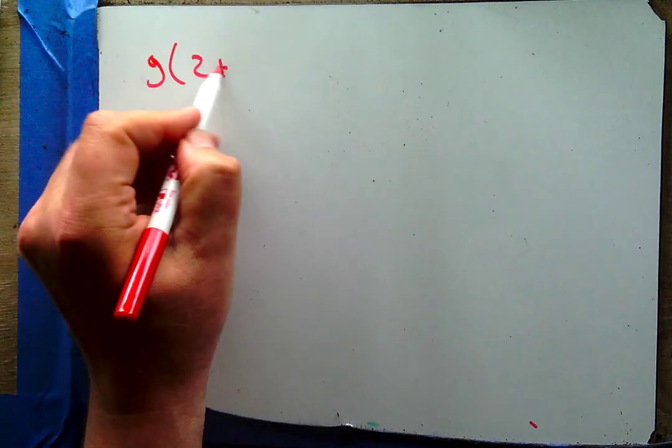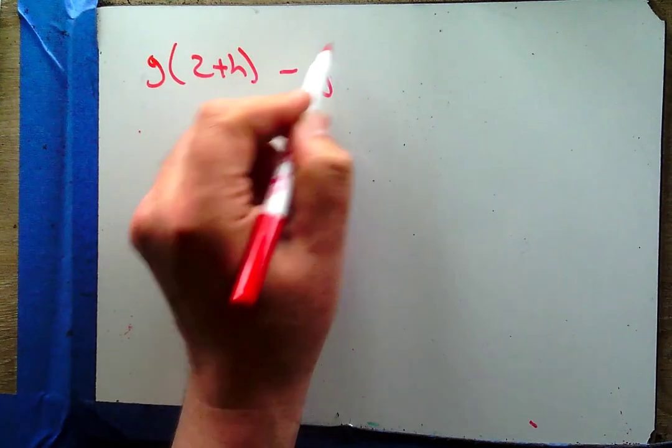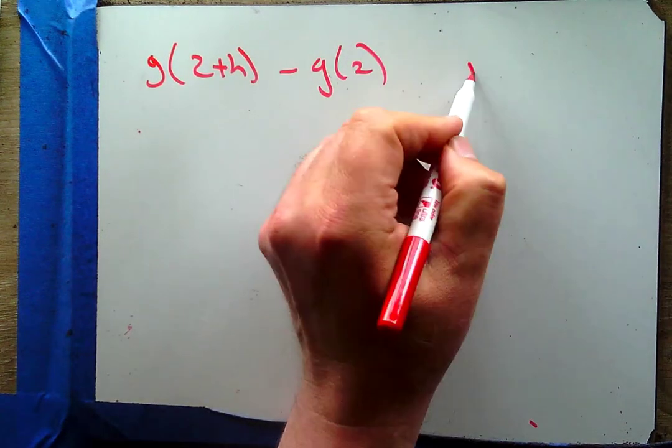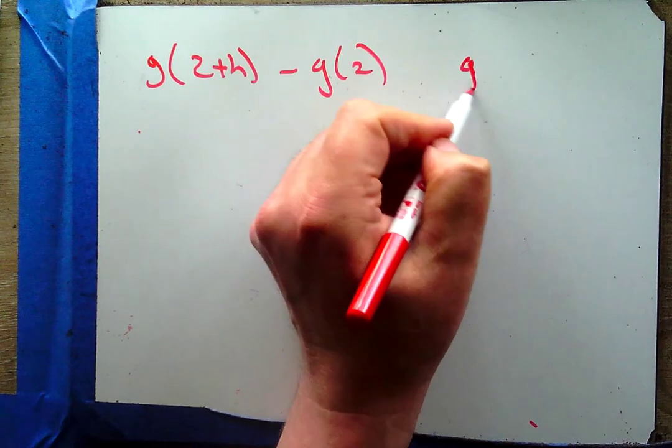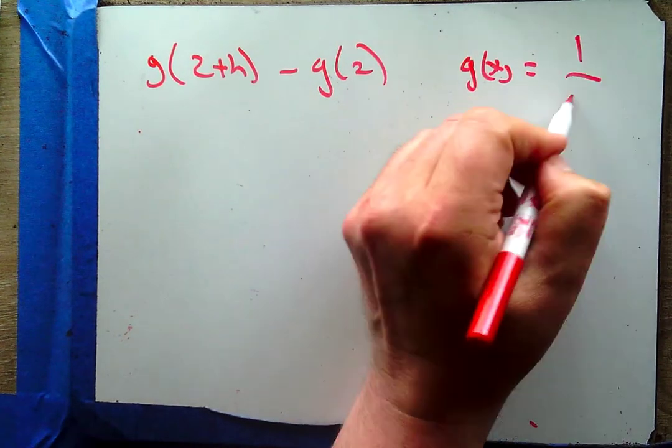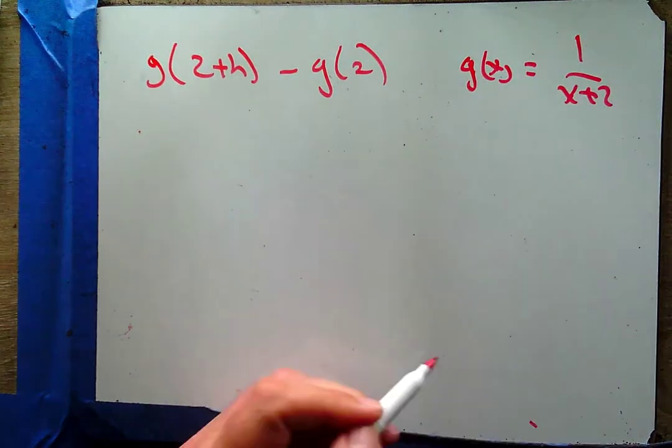Okay, last one. How about g of 2 plus h minus g of 2, given, remember, that g of x is 1 over x plus 2. Okay, please find that.